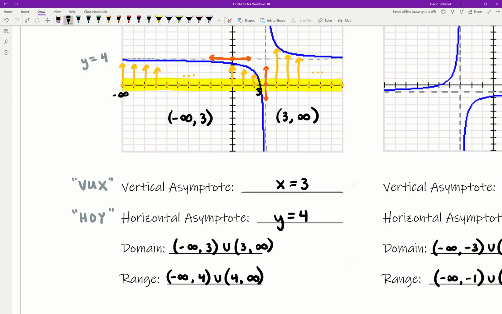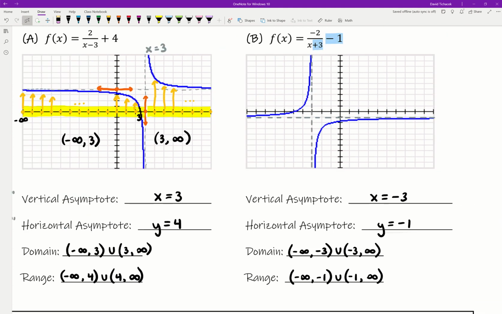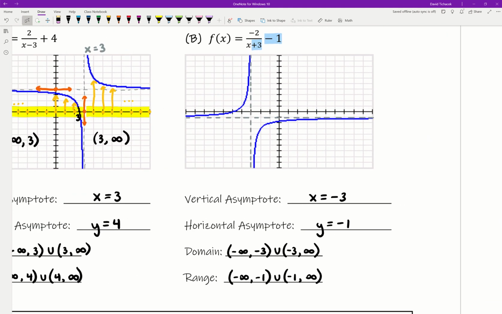Okay, so basically just a little bit of review on how you could take a look at the graph of a rational function and find all of its asymptotes and also its domain and range. To save time in the video, I've already done part B here, so I might encourage you to pause the screen and read through that one just to make sure that that one makes sense to you.